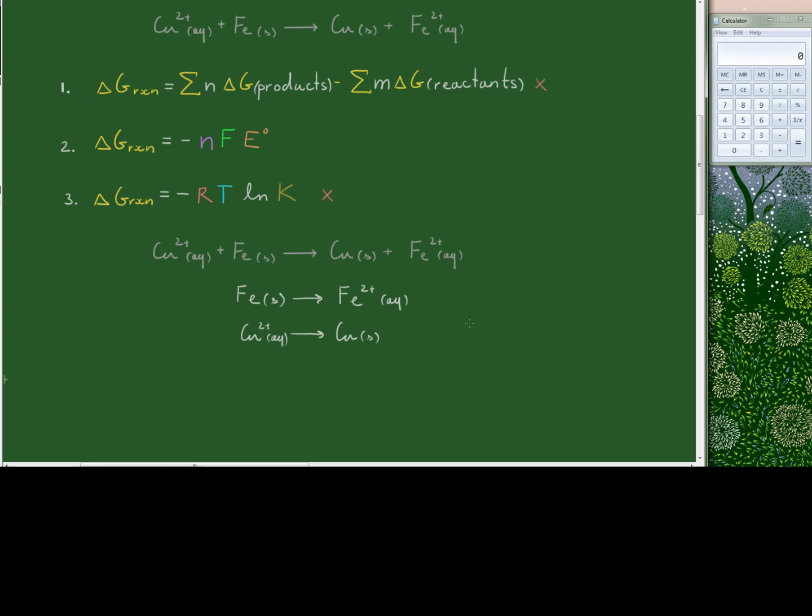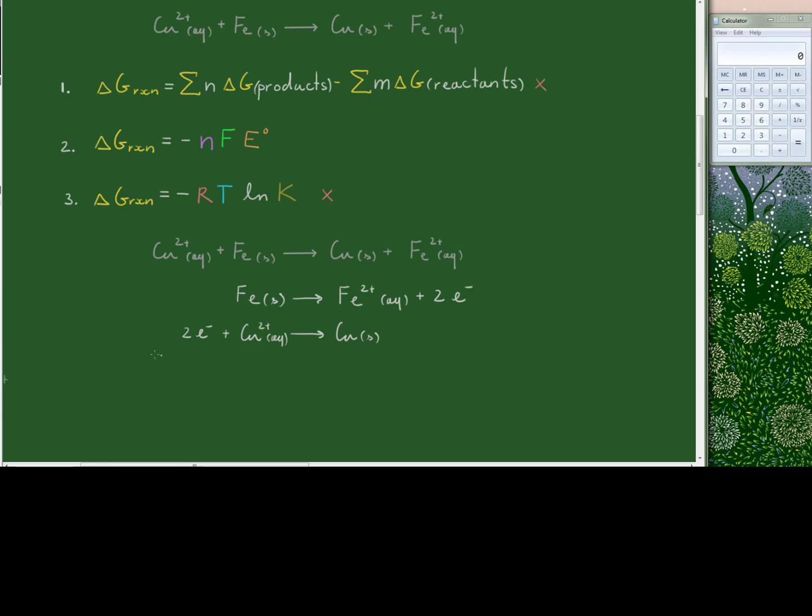When I have my half reactions, it's always good to have them balanced. So the number of atoms is fine, however, the charges are not balanced. When we look at the iron, on the left we are neutral, on the right we have 2 positive. So a way of making this 2 positive neutral is by adding 2 electrons. Similar story with copper, except this time on the left we have 2 positive and on the right we are neutral. So a way of making this 2 positive neutral is achieved by adding 2 electrons.